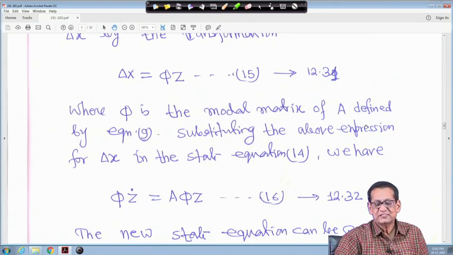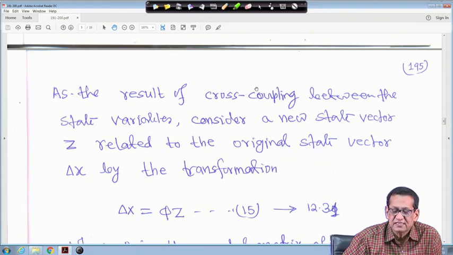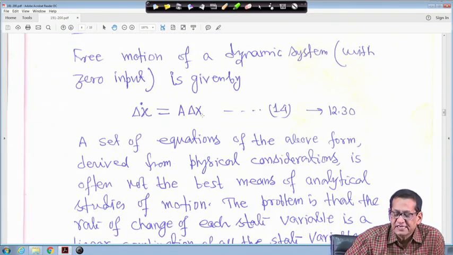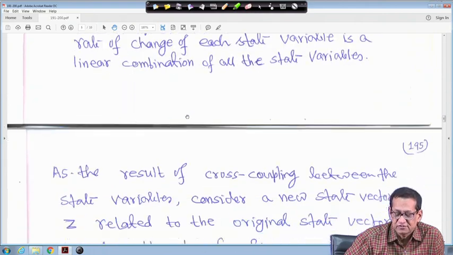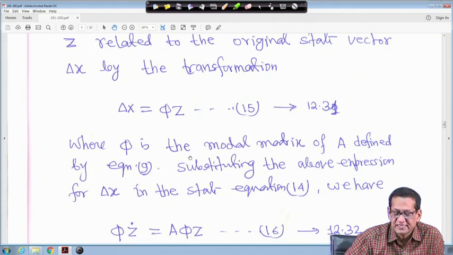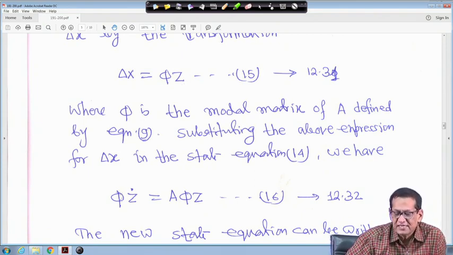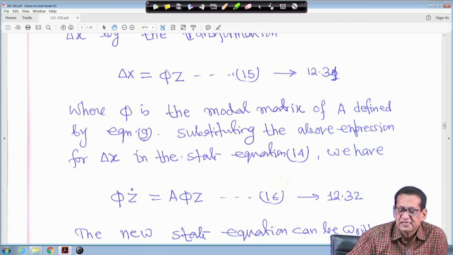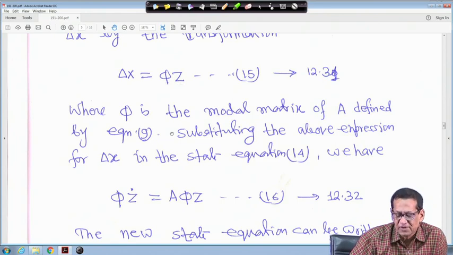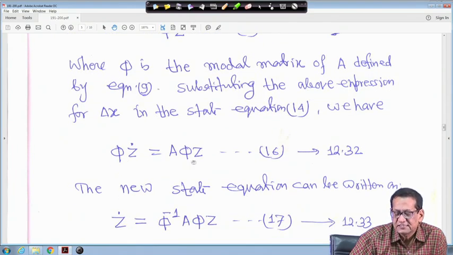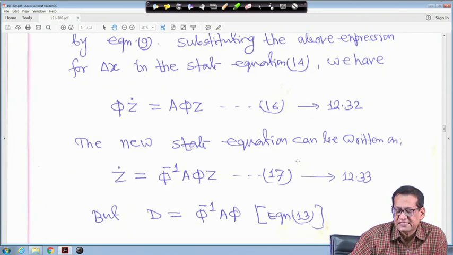Where phi is the modal matrix of A defined by equation 9, this we have seen earlier. Substituting the above expression for delta x in the state equation 14. So, in this equation, delta x dot is equal to A delta x, here you substitute this. If you substitute delta x is equal to phi z, that means my delta x dot will be phi z dot. So, it is phi z dot is equal to A phi z, because delta x dot is equal to A x, and there you substitute delta x is equal to phi z. So, you will get phi into z dot is equal to A phi z, this is equation 16.